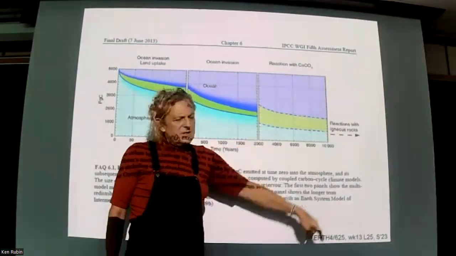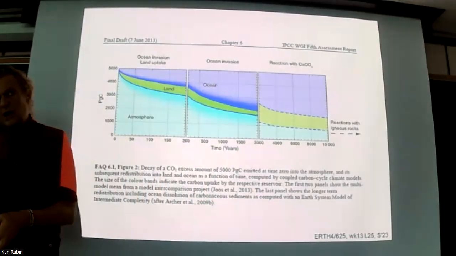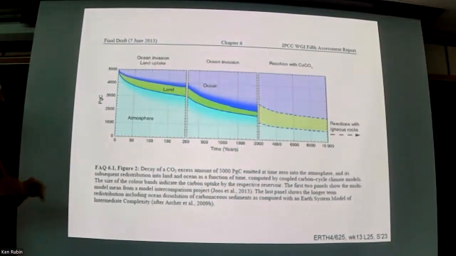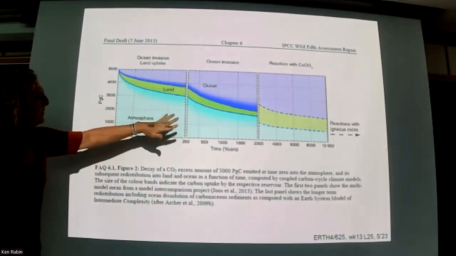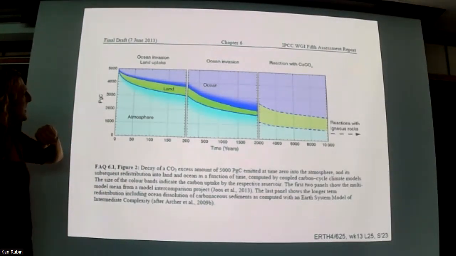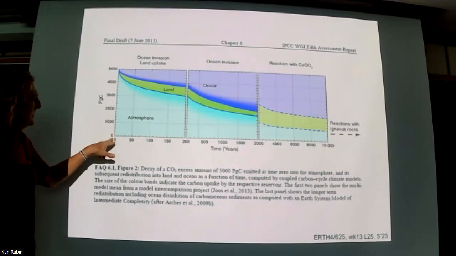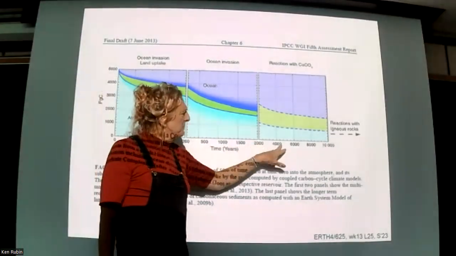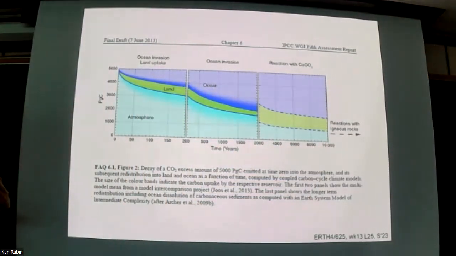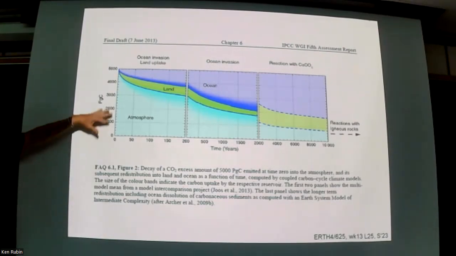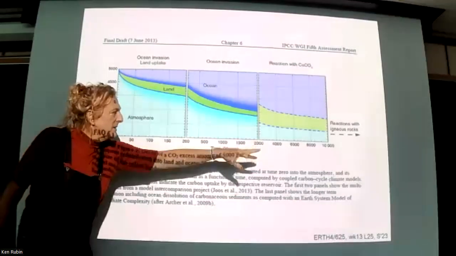If we wait long enough, and it's not depicted on this diagram, you see here we start to have reactions with igneous rock, enhanced weathering rates, but that's over a 100,000 year time scale. So it doesn't play into this diagram. But you can see here that it's going to take something like 2 to 10,000 years for the atmosphere to be back down to only having 20% of what we've added to the atmosphere. That's what this time scale tells us.